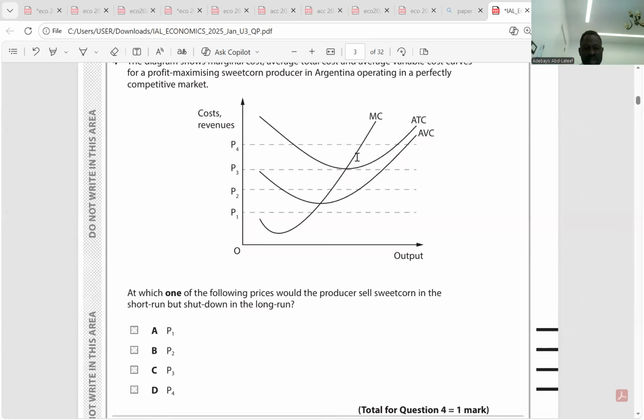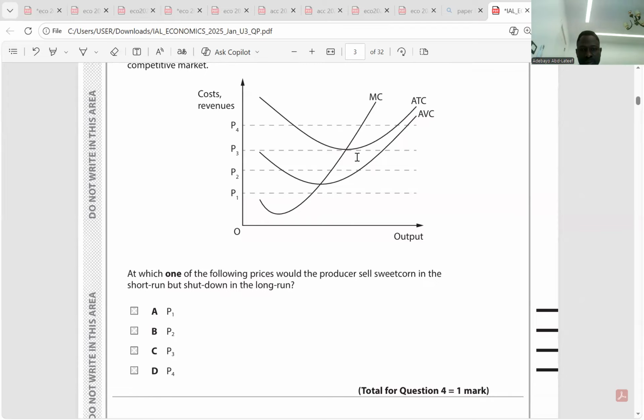So at P1, it's going to cover its variable cost, so it's still going to operate in the short run. At P2, it's selling above the average variable cost, so it will not consider shutting down in the short run. But it's not able to cover its average total cost.